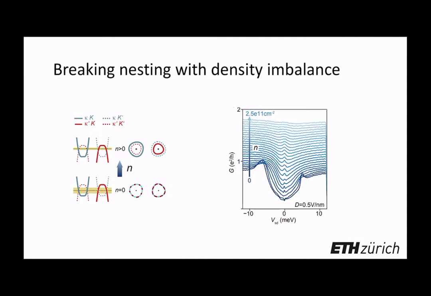So here you see, as we tune from zero total density, so from equal electron and hole density, to a density imbalance between the electrons and holes, you see that the gap disappears. Also confirming our hypothesis that this is a density wave state.